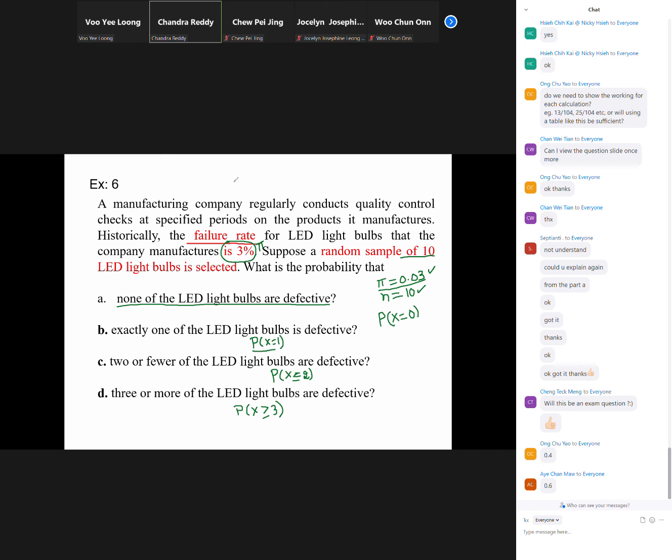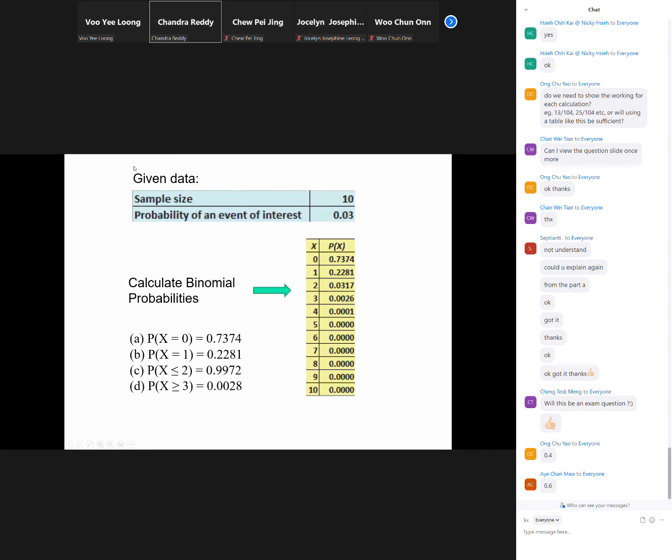For this type of problem, we can use the expression to calculate the equation which we have seen. We can use the same equation to calculate probabilities. If this is clear, then I'll show you the working. So here the sample size n is 10, so n is equal to 10. Then the probability is 0.03.